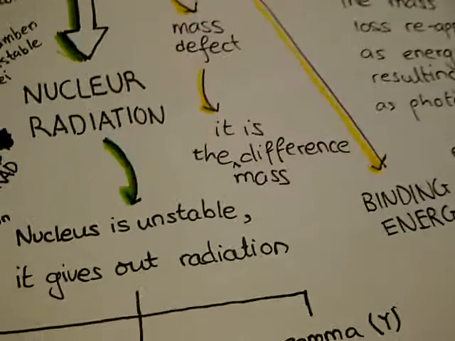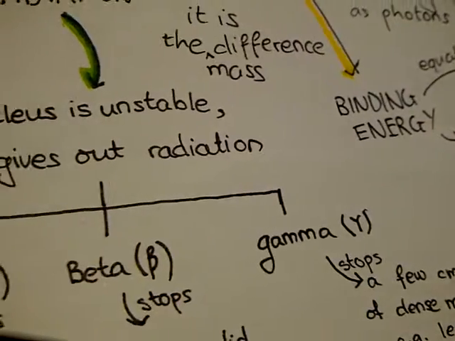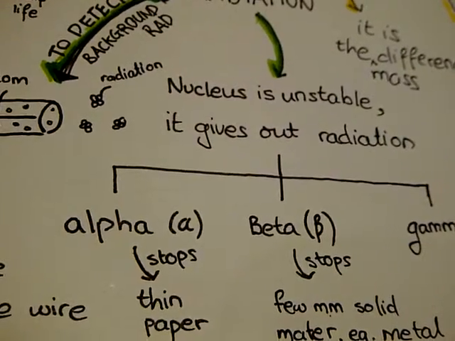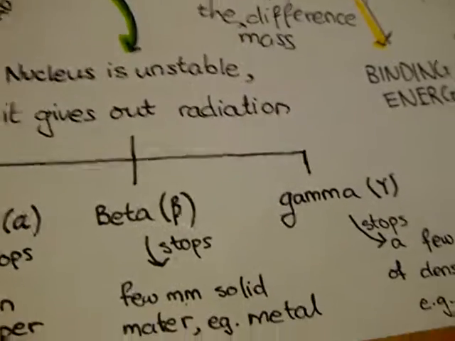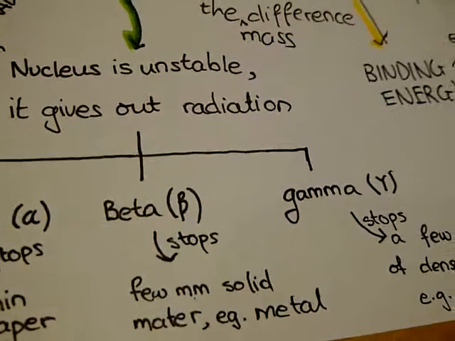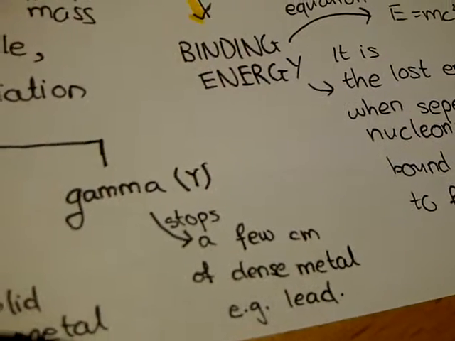Nuclear radiation is classified as alpha, beta, and gamma. Alpha can be stopped using thin paper, beta can be stopped using a few millimeters of solid matter, such as metal, whereas gamma is stopped using a few centimeters of dense metal.